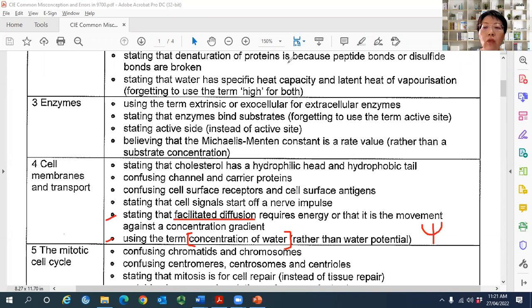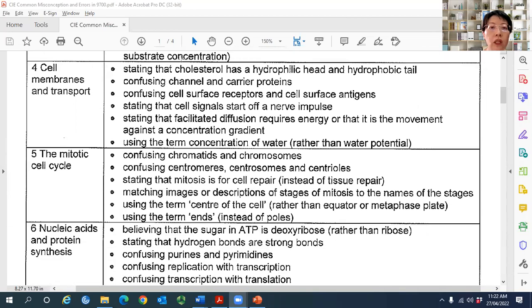Water potential will tell you the rough amount or number of free water molecules that are not attached to any other solute. They're free to move. The more you have, the more they can move. So you need to learn the actual meaning of water potential. Don't use concentration for water.